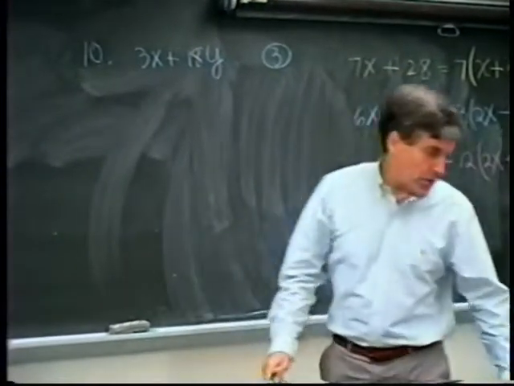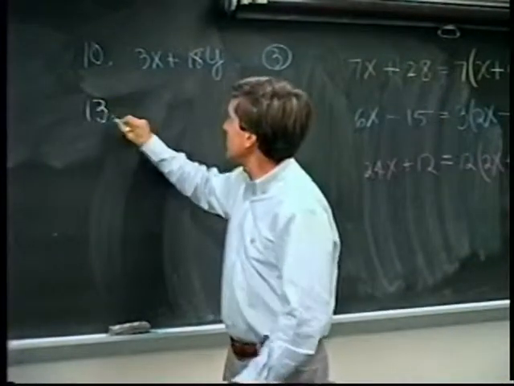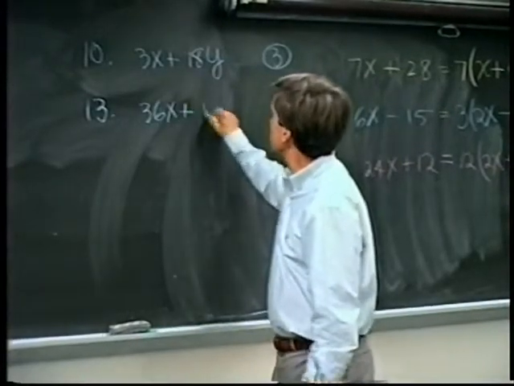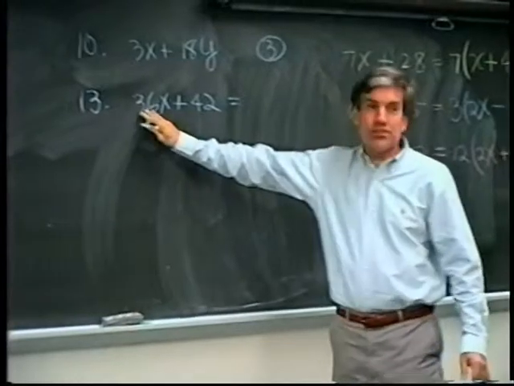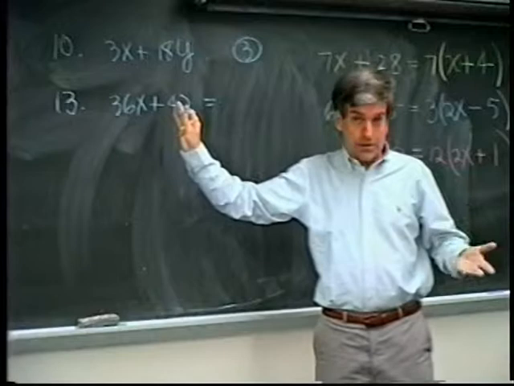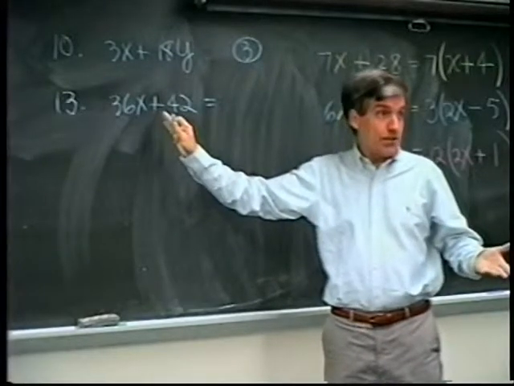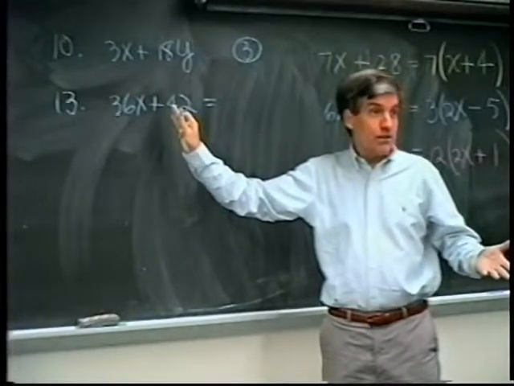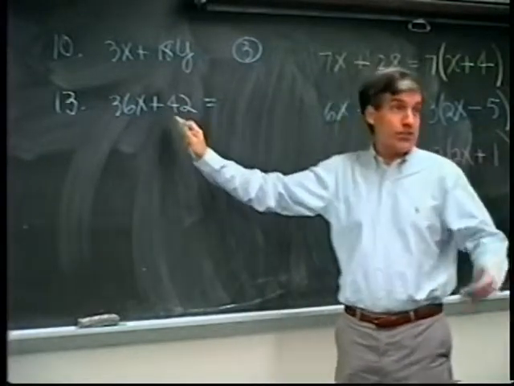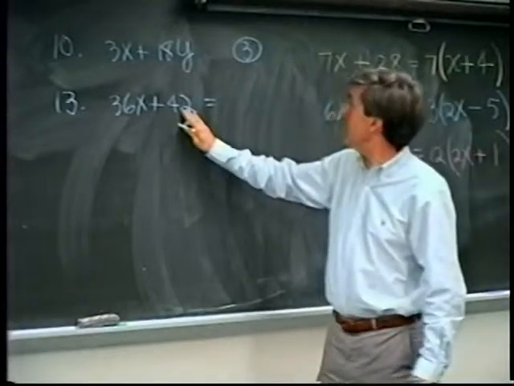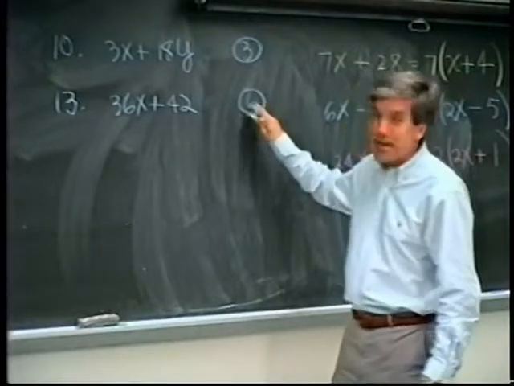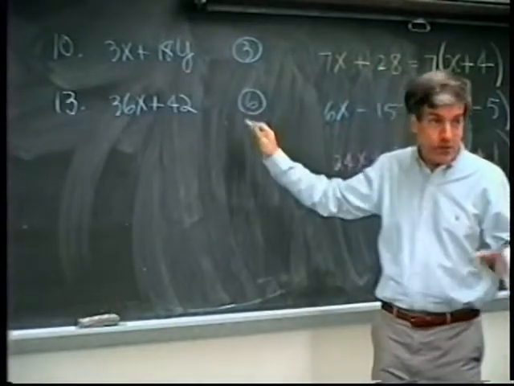All right, take number 13 right below that. Number 13 right below that says 36x plus 42. Do you see a number, maybe several numbers, that divide evenly into both of those? 6. Anybody say 2? Yes. 3? Yes. And larger number would be 6. Is there any larger number than 6 that would be a common factor here? So what we're going to put is that the common factor is 6. That's the answer, 6. Now we're not factoring it yet.